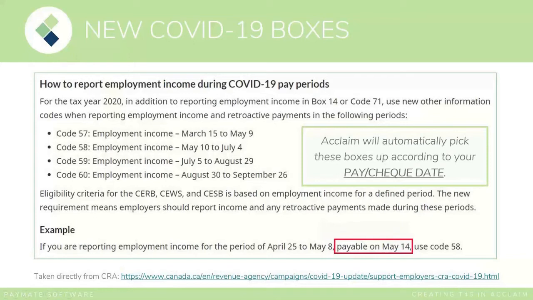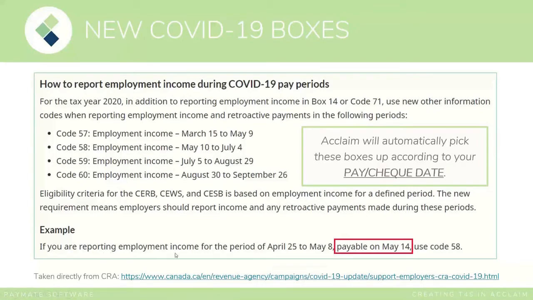The new boxes are going to be based on the pay or check date. Version 6.81 of Acclaim will automatically populate these boxes for you according to the pay or check date of the employee. The amounts reported in box 14 and code 71 go directly to these COVID-19 boxes. So for example, this example is given by the CRA. You can check that link here to see that.